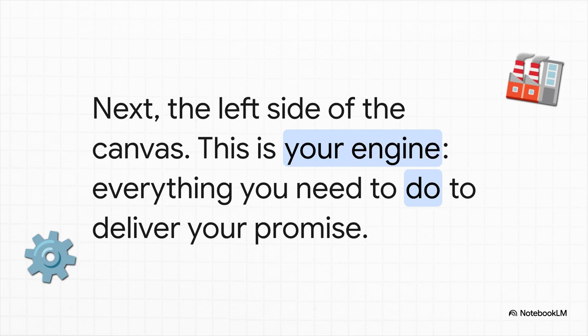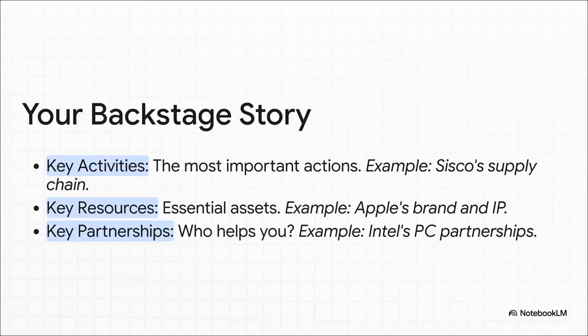If the right side was the front stage, this is your backstage. It's the engine room, all the things your customer never sees, but that are absolutely vital to making the whole show work. This backstage story has 3 key parts. First, key activities. What are the most critical things your company must do to succeed? For Cisco, it's their mastery of the supply chain. Then, key resources. What are your must-have assets? For Apple, it isn't factories. It's their incredible brand and all that valuable intellectual property.